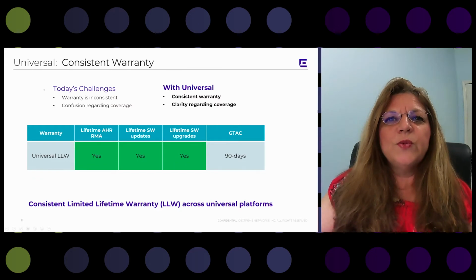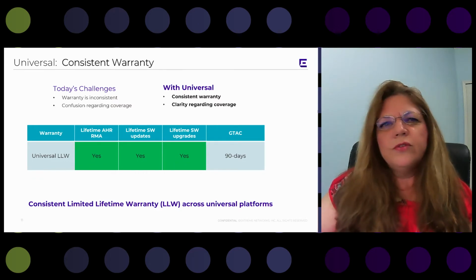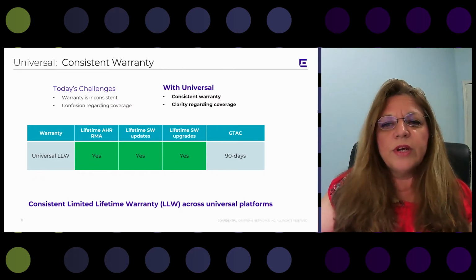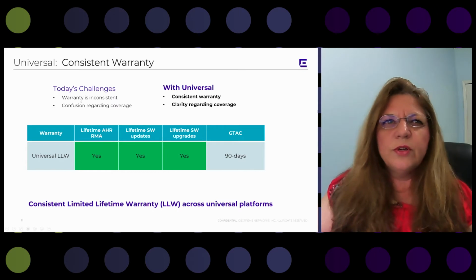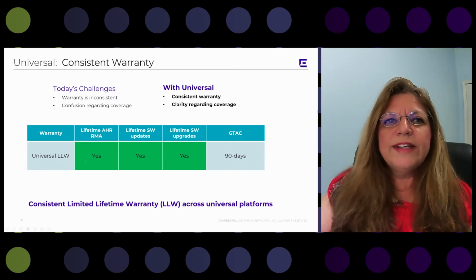Again, the consistent warranty. We're trying to make the user experience so simple for everybody at Connect. We feel the customers, when they have to remember different serial numbers and different warranties, we made it simple. The universal limited lifetime warranty is the same part number across all our universal platforms. So now you have a consistent warranty.